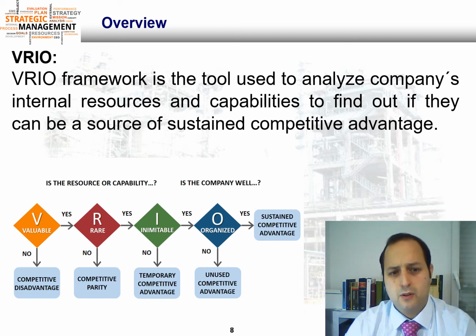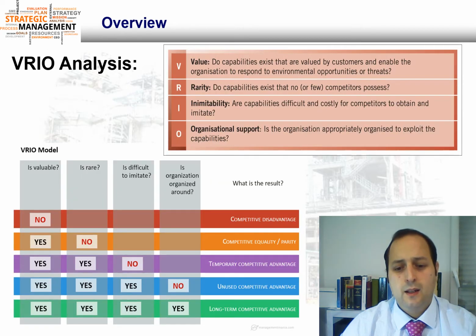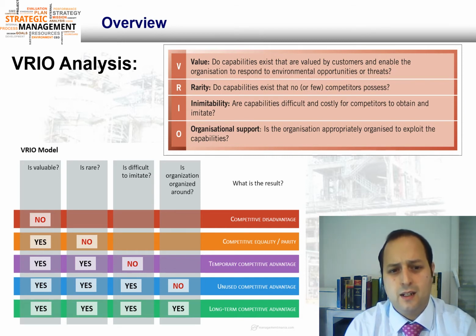And for that purpose, we studied the VRIO analysis, or the VRIO framework, which is a very important tool in strategic management used to analyze the company's internal resources and capabilities to find out if they can be a source of sustainable competitive advantage. And if you remember, to perform a VRIO analysis, we have to start by analyzing the 4 factors of the VRIO framework: value, rarity, inimitability of the competitive advantage, and organizational support.